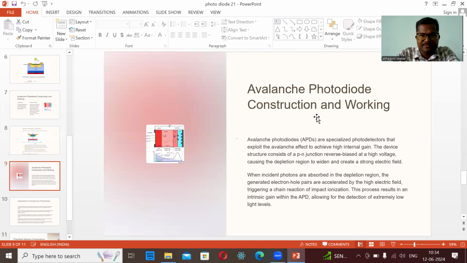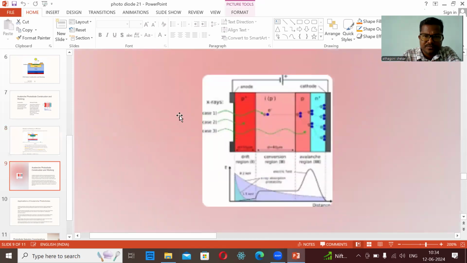So next slide, avalanche photodiode construction and working. What is the avalanche photodiode and its construction? The avalanche photodiode is mainly a P plus, I, and N plus structure. P means P-type semiconductor, I means intrinsic semiconductor, and N plus means N-type semiconductor.